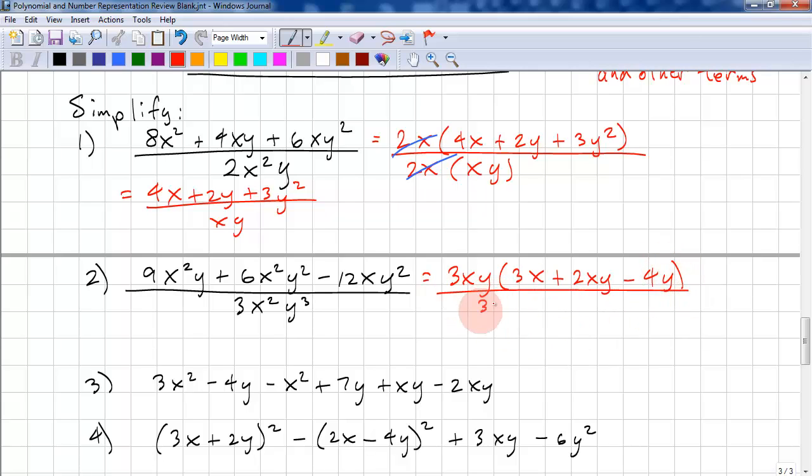We want to factor the same thing from the denominator. And we're left with x and a y squared. Okay, we cancel out these. And we copy what's left.